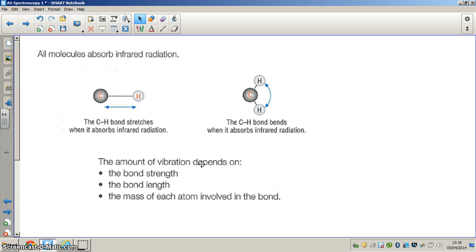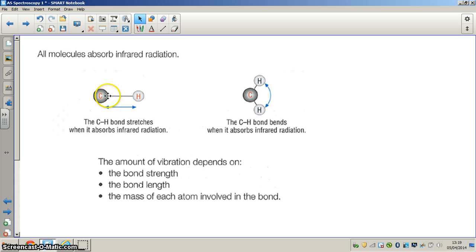What you do need to know is the principle behind which infrared spectroscopy produces images which can be interpreted to give information about molecules. And cutting to the chase, it's basically this: all molecules will absorb infrared radiation, and when they do so, it makes the bonds between the atoms in the molecules vibrate. And there are two types of vibration.